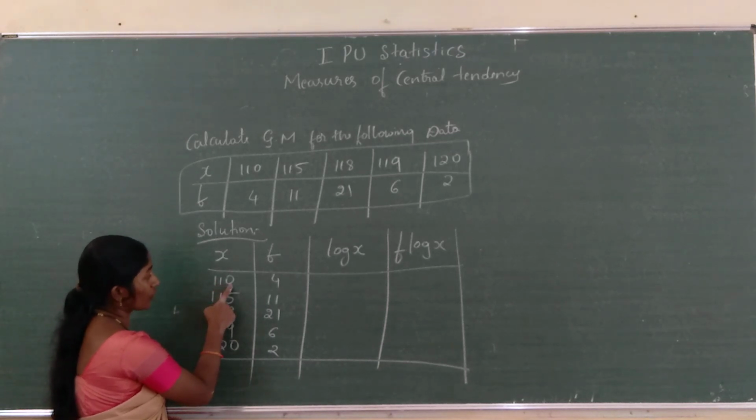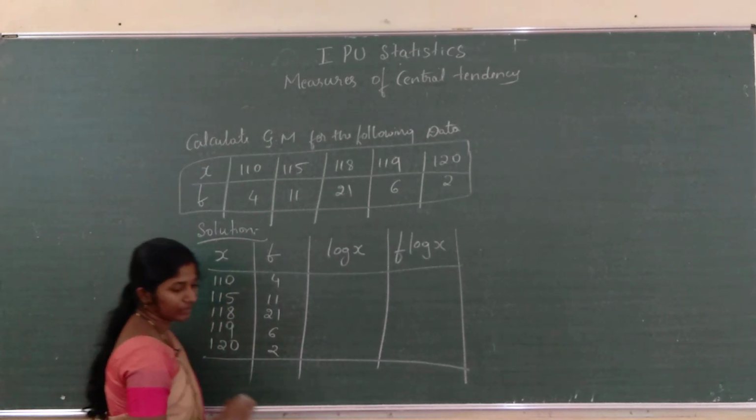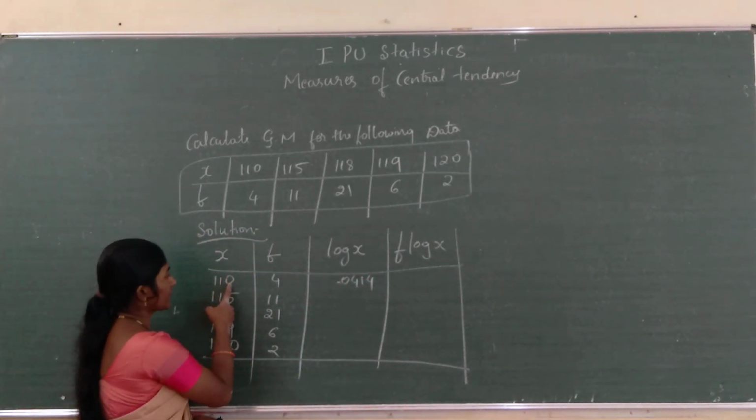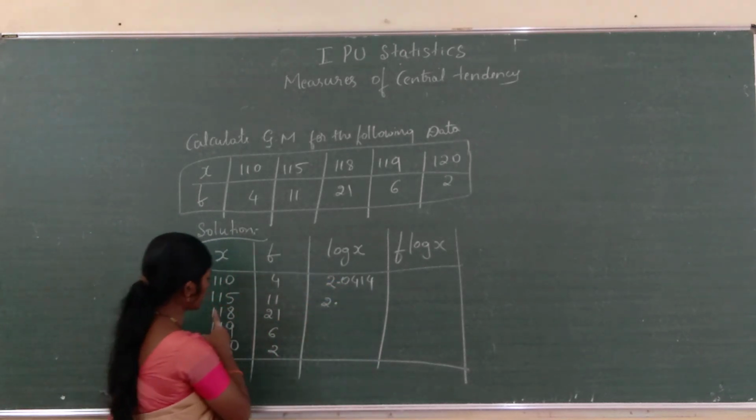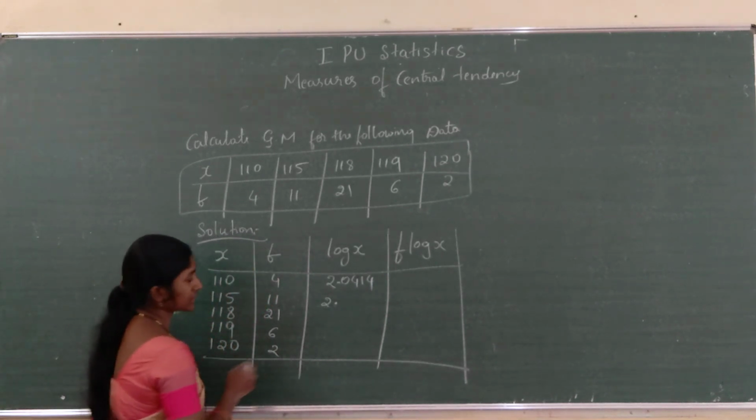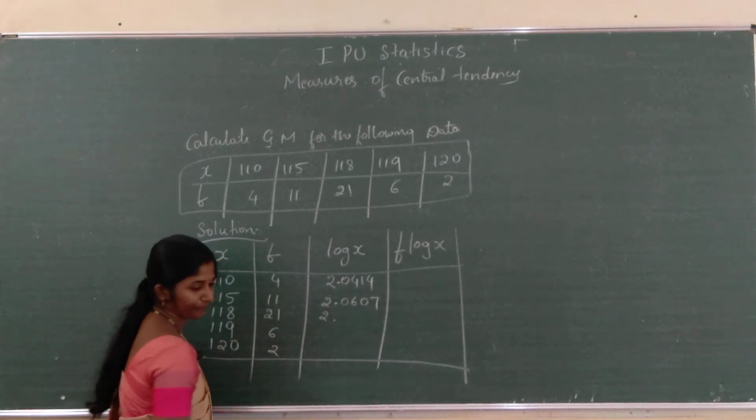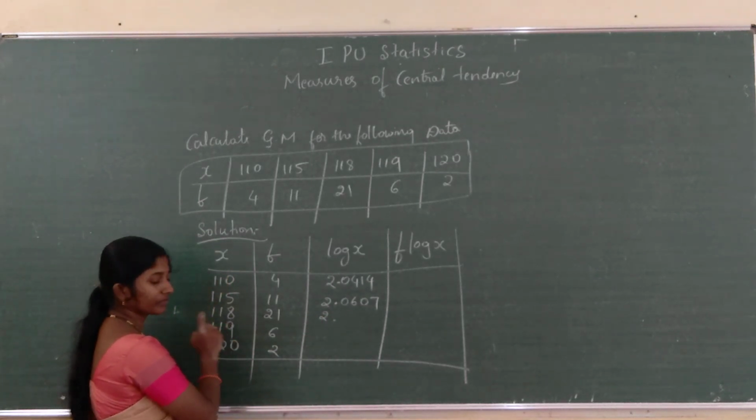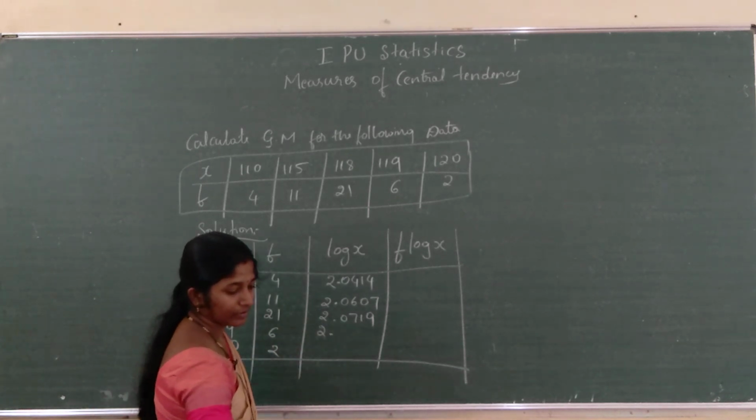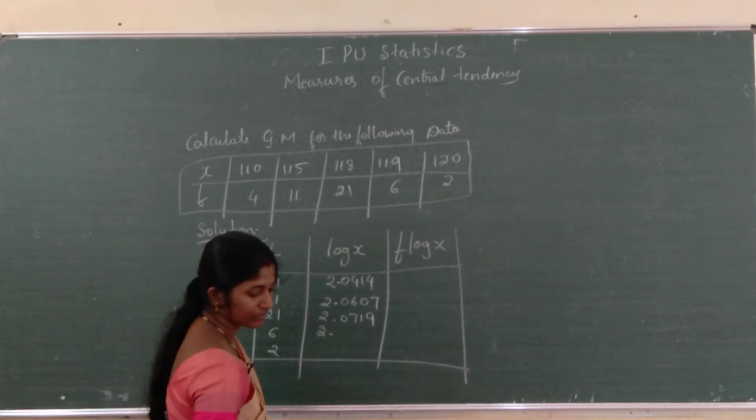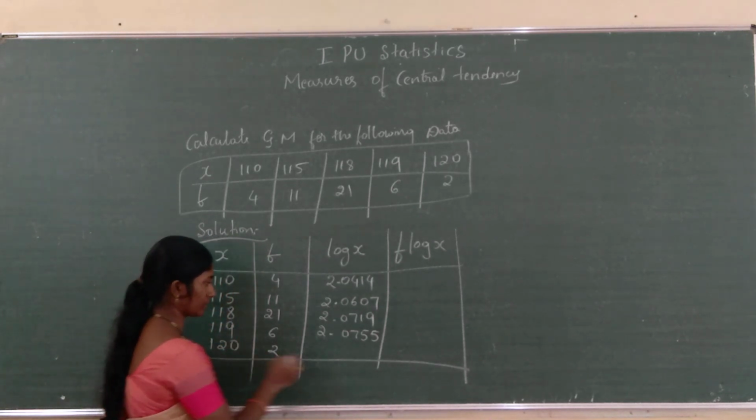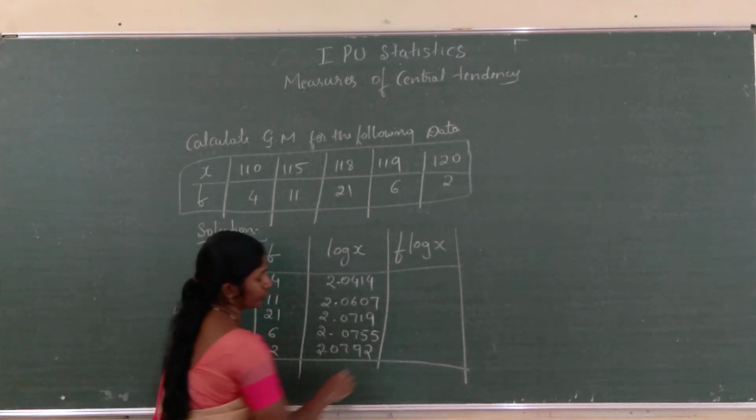Here 11 row, 0 column, your answer that is 0414, this is the mantissa. Characteristic is 3 minus 1, that is 2 point. Here also 2 point. 2 point, 11 alli 5 nodidra aitu. 11 row under column 5, that is 0607. Here again 2 point, 11 row under column 8, that is 0719. Here again 2 point, 11 row under column 9, 0755. Next last one, 12 row, 0 column, 2.0792.